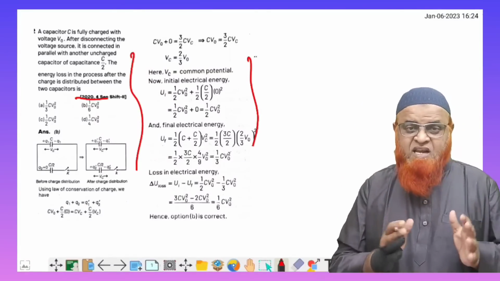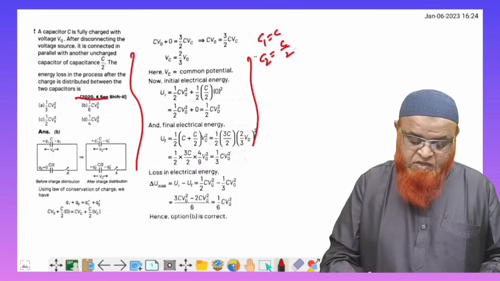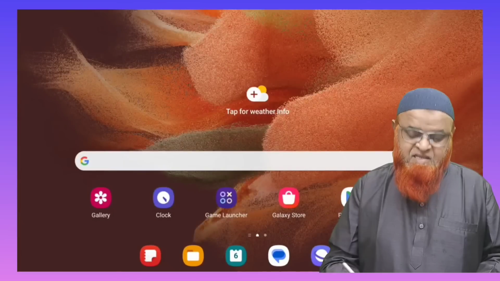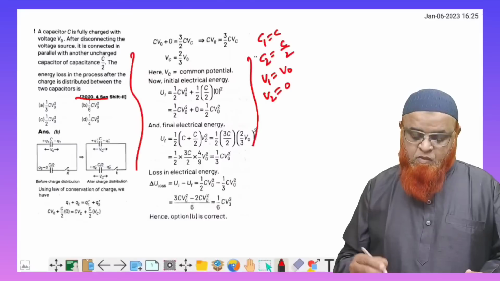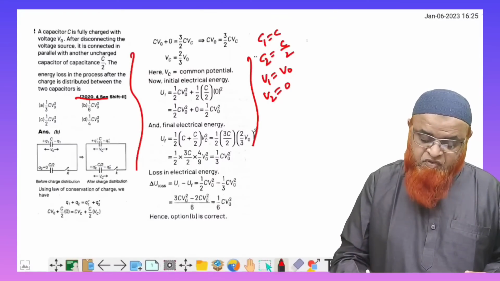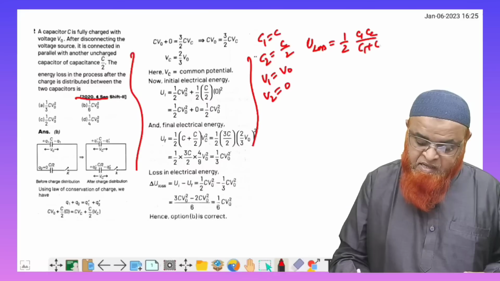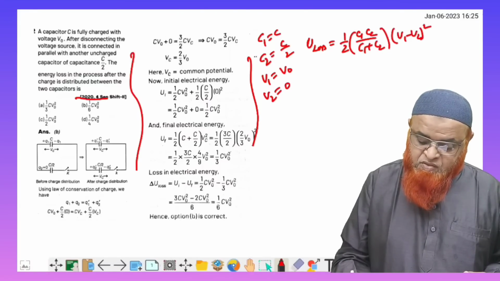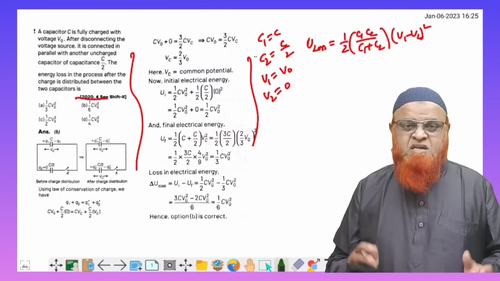He's asking us to find out the energy loss, and it is given that the capacitance C1 is taken as C and C2 is taken as C by 2, whereas V1 is taken as V0 and V2 is taken as 0 according to the problem given here. So what is the shortcut formula behind this? The shortcut formula for energy loss is nothing but energy loss is half C1 C2 by C1 plus C2 into V1 minus V2 whole square. By using this shortcut formula, you can solve the problem in just seconds.